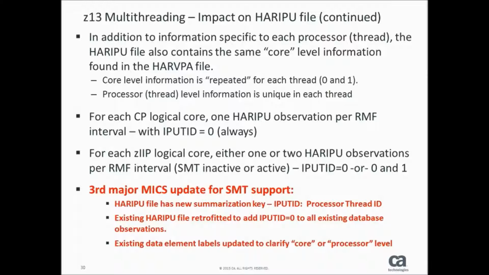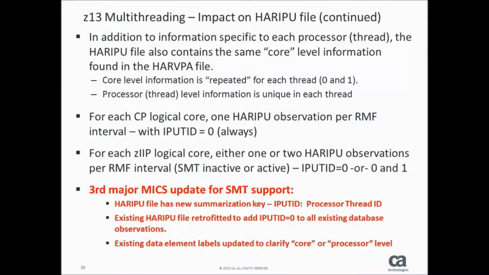So this is a big impact on the HARIPU file. We have a new summarization key, IPU thread ID. We have to retrofit your existing IPU file observations and put 0 in there as the thread ID, because that's what you have. Without RMF 7060, all you have is 1 record per IPU address. You cannot get 2 until you activate multi-threading. So we retrofit your file, and again, it's a big documentation effort.